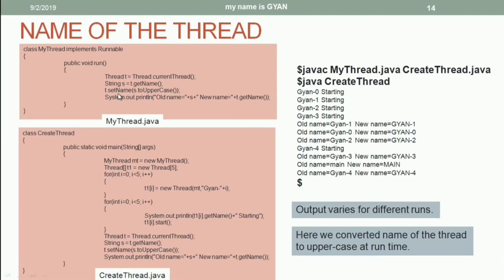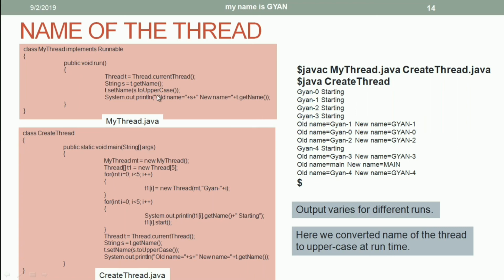We can change the name of a thread while executing it. Let's see an example. Here we have set the name of the thread as Gyan, where G is capital and the rest of the alphabets are small. But while running a thread, first we are getting the reference of the object of the currently running thread. That reference will be stored into the reference variable t of type Thread. When we call the method getName by using the reference variable t, we will get the name of the current thread, and that will be stored into the reference variable s of type String. When we call the method toUpperCase by using the reference variable s, then all the characters in the string referred by s will be changed to uppercase.